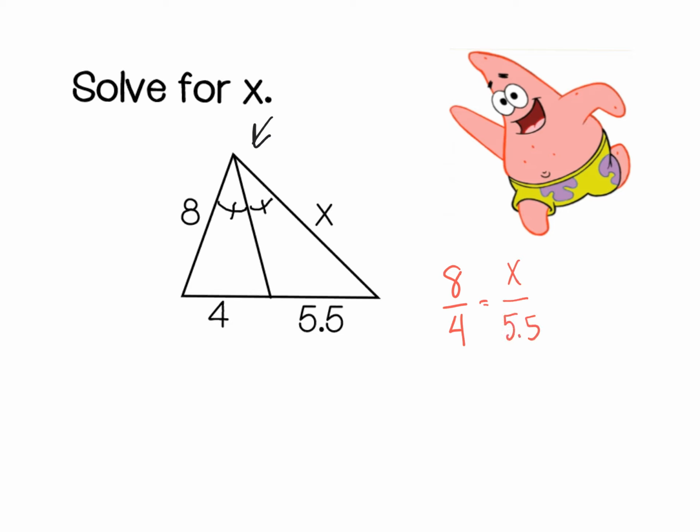Hey, and I know it's going to be 11 because to go from 4 to 8, I would multiply by 2. But we'll go ahead and cross multiply. So we have 8 times 5.5. We have 4x equals 44. Divide by 4, and x would equal 11.